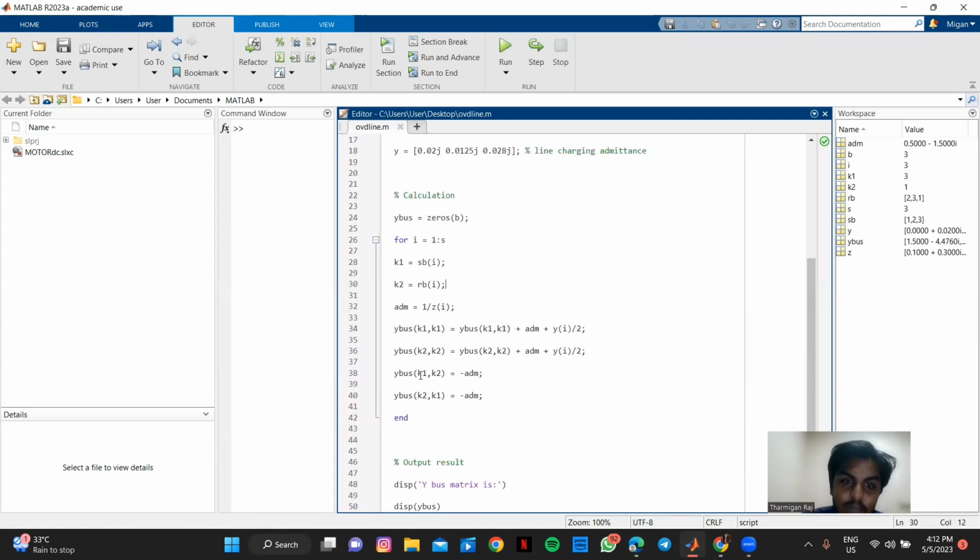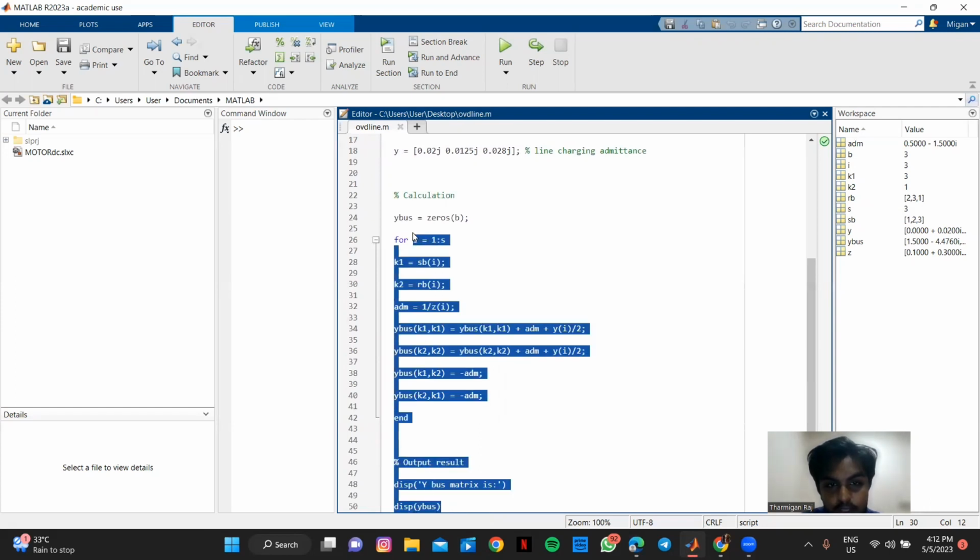In this formula here, Y bus K1, K2 equals negative ADM, where K1 is the starting bus and K2 is the receiving bus for that impedance. And here, it's just like that, where K2 is the receiving bus for that impedance, and K1 is the starting bus for that impedance. So these are the values that I put into the codings given. So how to form the Y bus matrix?